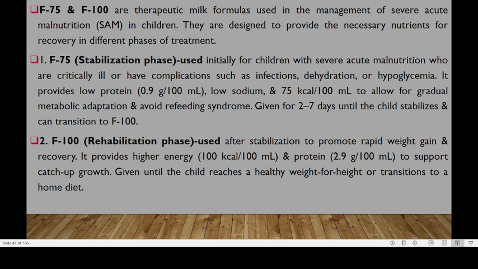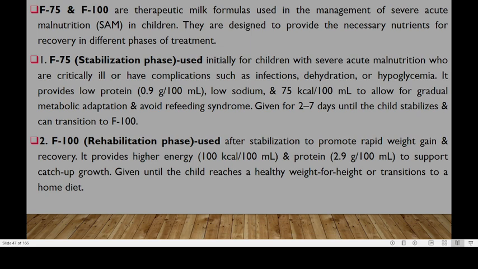Remember, for malnutrition, we have 3 major formulas that you need to be aware of. We have the F75, we have the F100, and we have the RUTF. Right? So the F75 and F100 are therapeutic milk formulas used in the management of SAM, which is severe acute malnutrition in children, and they are designed to provide the necessary nutrients for recovery in different phases of treatment.